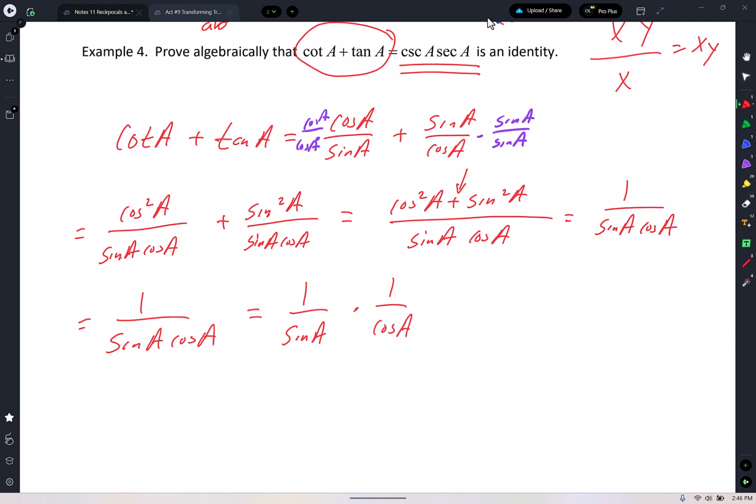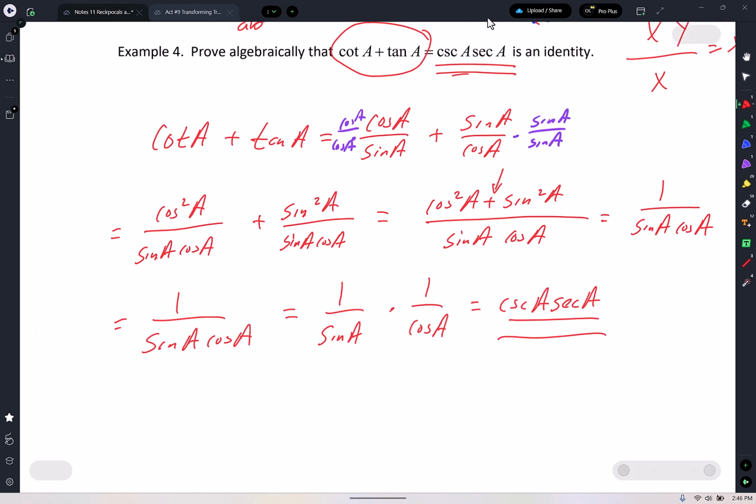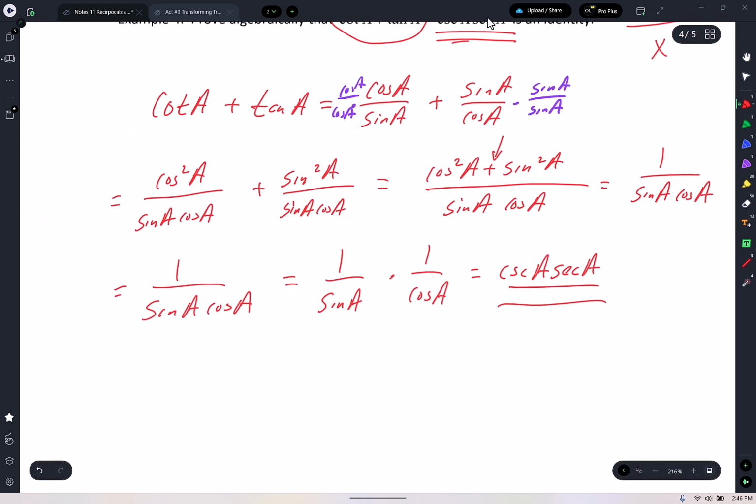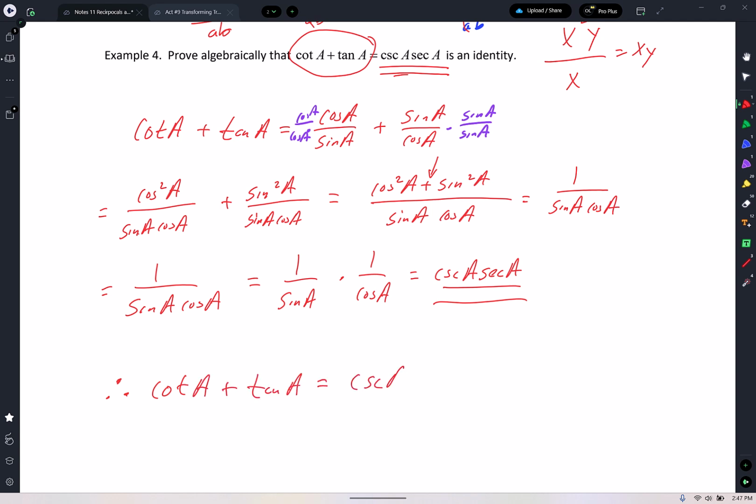And what's 1 over sine? Cosecant. Keep the argument. What's 1 over cosine? Oh, look, product. Cosecant A, secant A. Isn't that what they wanted? Yeah, that's exactly what they wanted. So you're going to put 3 little dots in a triangle, and you're going to say cotan A plus tan A equals cosecant A, secant A.